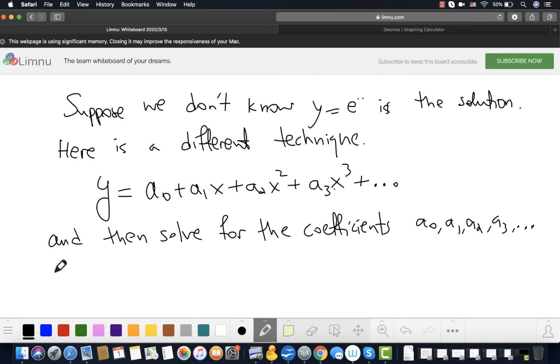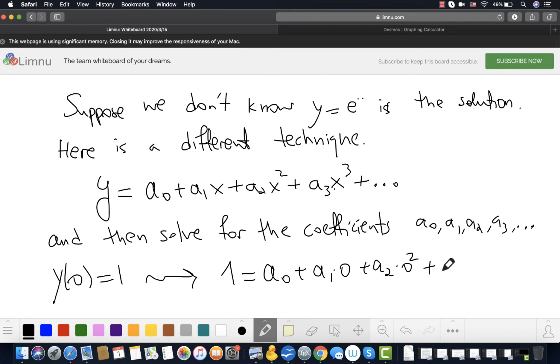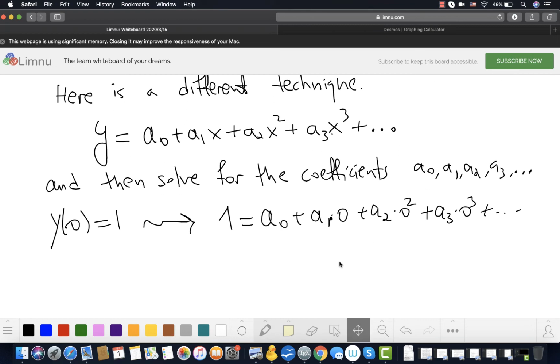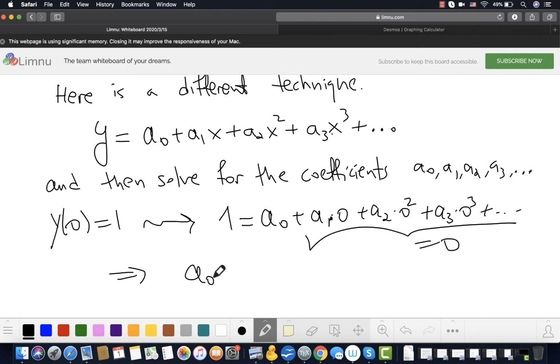Well, we can use the condition y of 0 equals 1 as a start. What's that going to tell us? It's going to tell us what happens to a0, because if you plug in x equals 0, you should get 1. So 1 should equal a0 plus a1 times 0 plus a2 times 0 squared plus a3 times 0 cubed, dot, dot, dot. But all these terms, except for the a0 term, are 0 because I'm multiplying by 0. So all of them are 0. That tells me that a0 is 1.